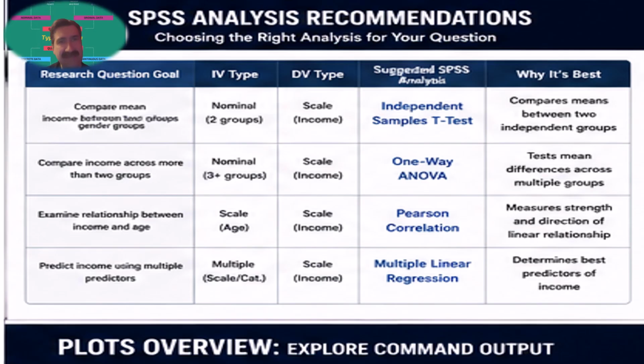Let's discuss SPSS analysis recommendations. Now, let's talk about selecting the appropriate analysis. One of the most common mistakes researchers make is using statistical tests before fully understanding their variables. The choice of analysis depends on the research question. If researchers want to compare average income between two independent groups, t-tests may be appropriate. If there are more than two groups, a one-way ANOVA might be considered. If researchers want to examine relationships between continuous variables, correlation may be useful. For prediction purposes, regression analysis often becomes appropriate.